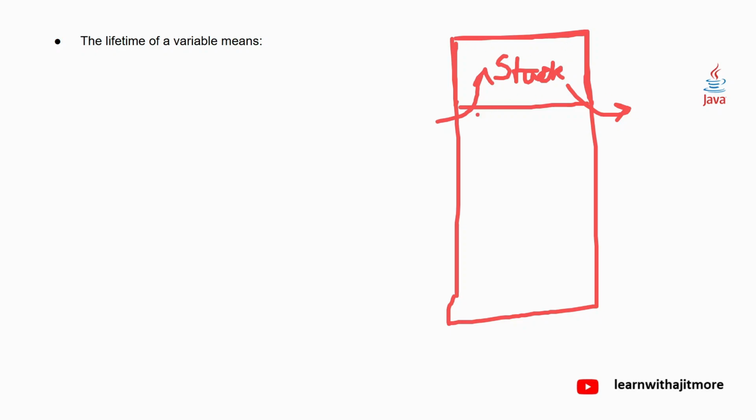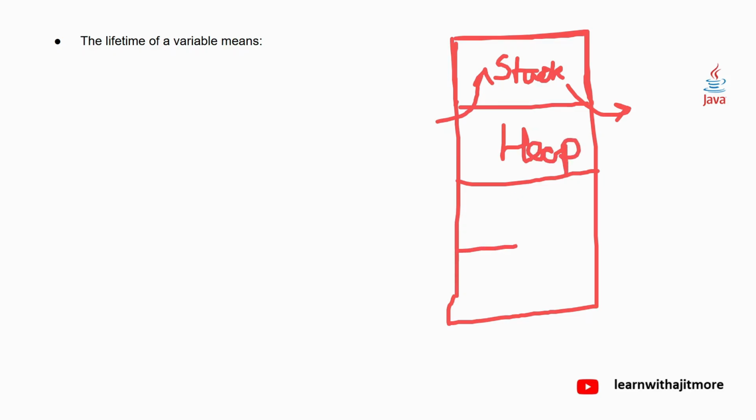Because it is closed from one end and open from the other end, and from where it is open, from there only you can add or remove. You can remove or add from that end only. Then we have heap. Okay.